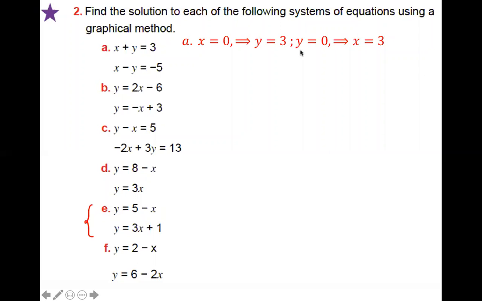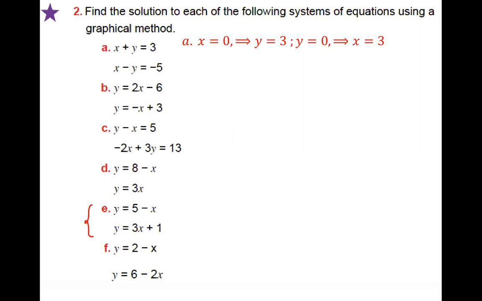we know that 2 points will define a line. So once you've got 2 points, you can draw a line through them. And the easiest points is to use x equals 0, then find y, and the other way as well, y equals 0, then find x. And that's what I'm doing here for A.